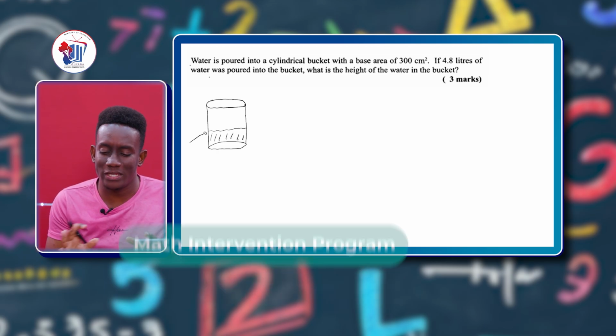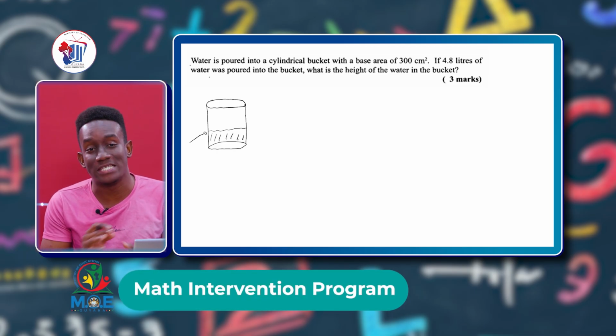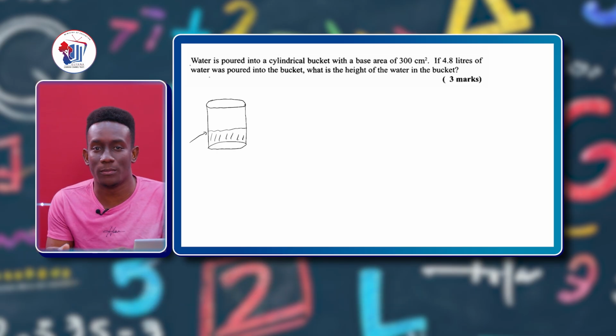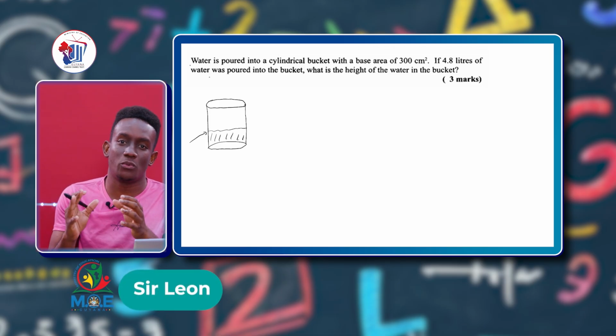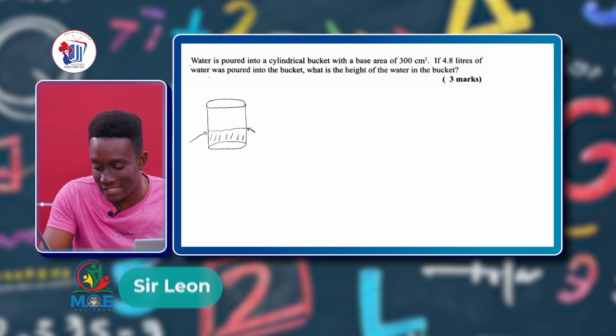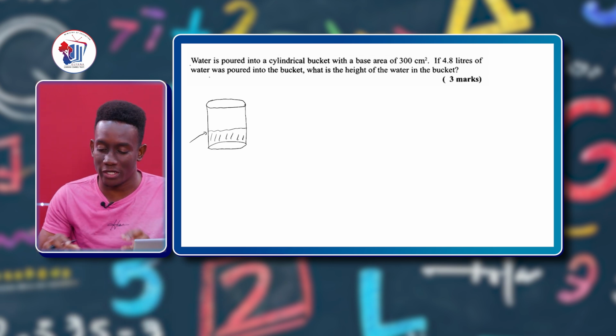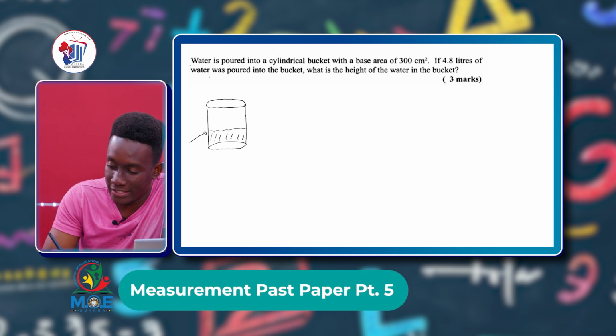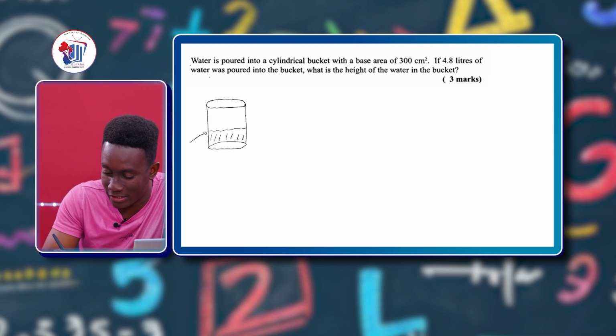So we must see how we can link height to a formula, and since we're dealing with a solid shape, most times, in this case, the formula will be volume. So we have to see how we can get the volume of the bucket at this height and then work it out so that we can find the height. So let's see how we can get the volume of this cylinder at the point where the height of the water will reach.